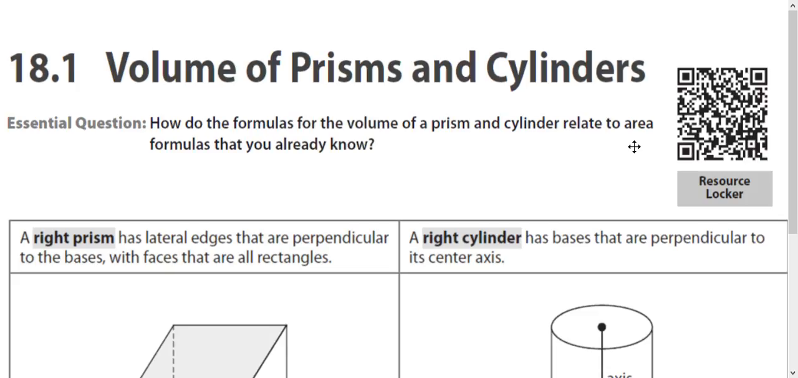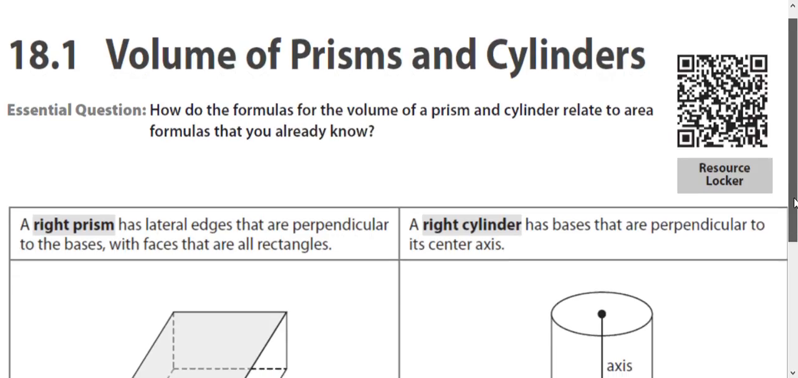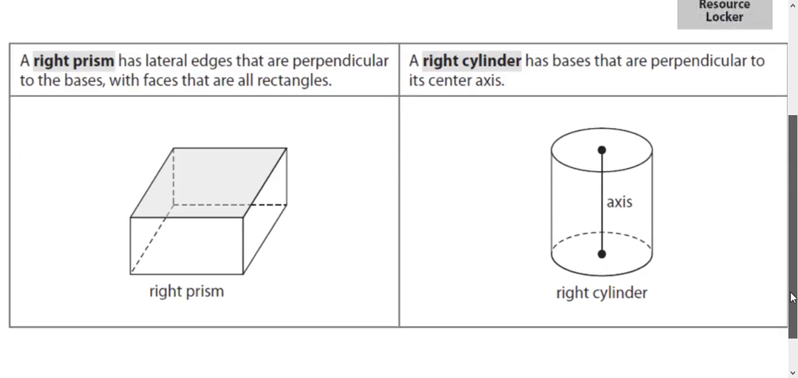So we're going to look at volume, starting with talking about a right prism. A right prism has lateral edges that are all perpendicular to the base, and all the faces are rectangles. The bases could be whatever shape they are, though. A cylinder, kind of similar.